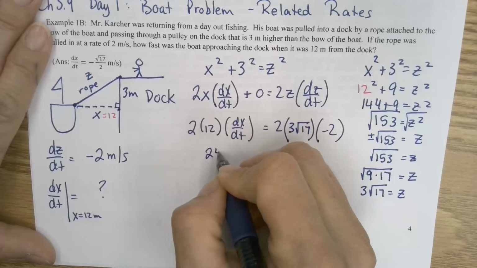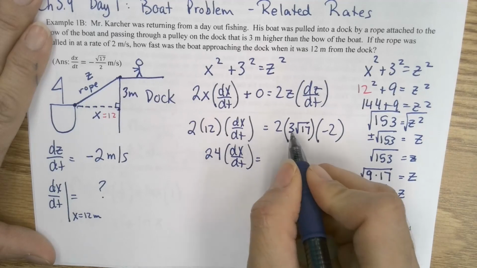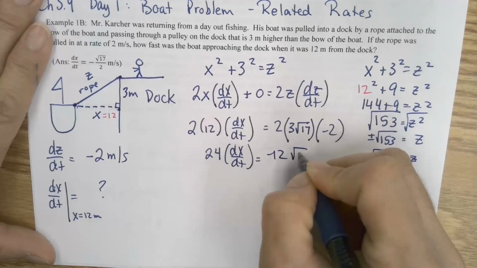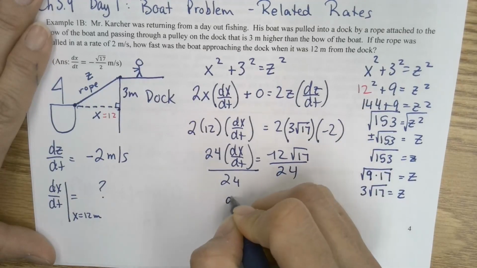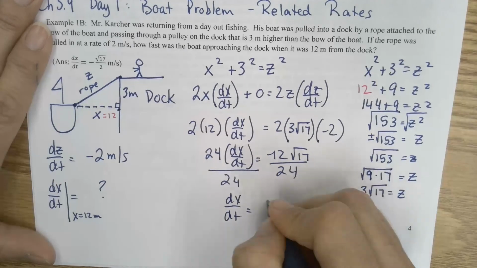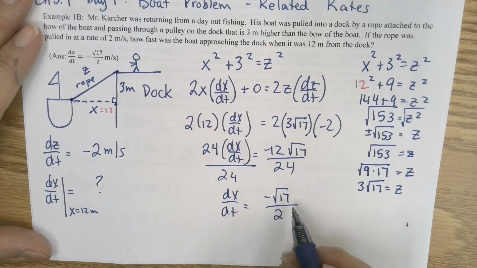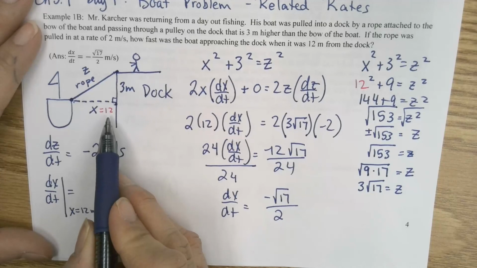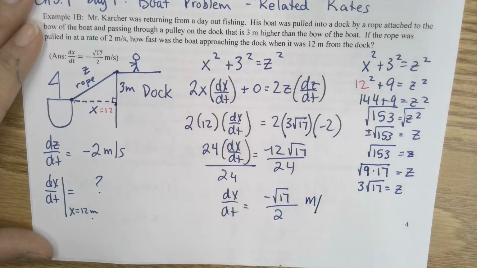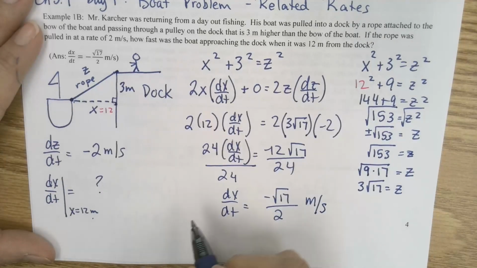So we've got 24 dx/dt equals, that's negative 4 times 3. So negative 12 square root of 17. I'm going to divide both sides by 24. That leaves me with dx/dt equals negative square root of 17 over 2. Let's get a unit on there. So my x unit is in meters. So my numerator's unit is meters. My time unit is in seconds. So this is a meters per second rate.